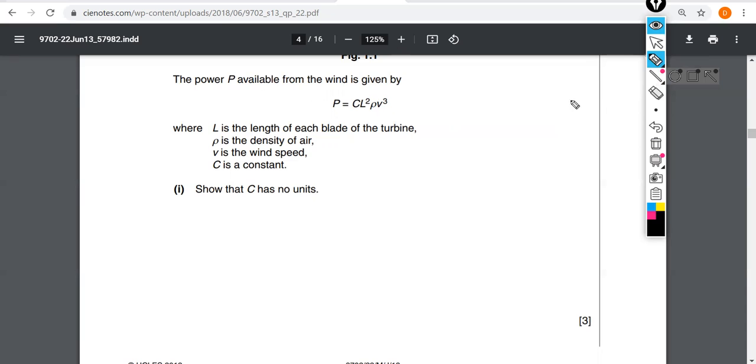So really what we've got is one calculation leading to the next. Don't forget that we just figured out what the base units of power are. So we know the left side. It suggests that because C is dimensionless, has no units, the units of L squared rho V cubed should be the same as power. All right, so let's prove that now.